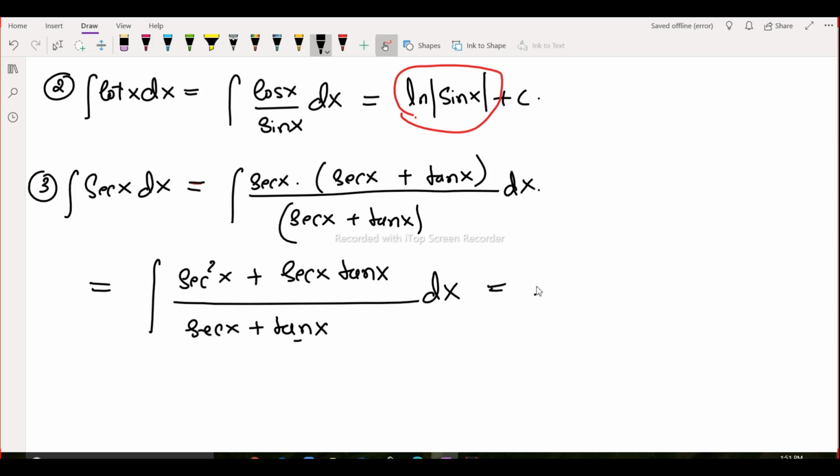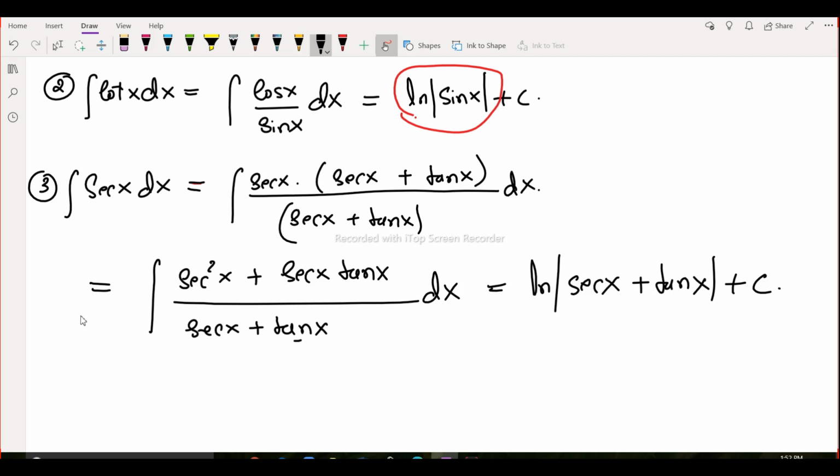So that's why the answer will be ln |sec x + tan x|. Now some people can argue, how do you know we have to multiply with this only? The thing is that sec and tan are mostly interrelated in terms of formulas of derivative and integration. So usually that is what we do.